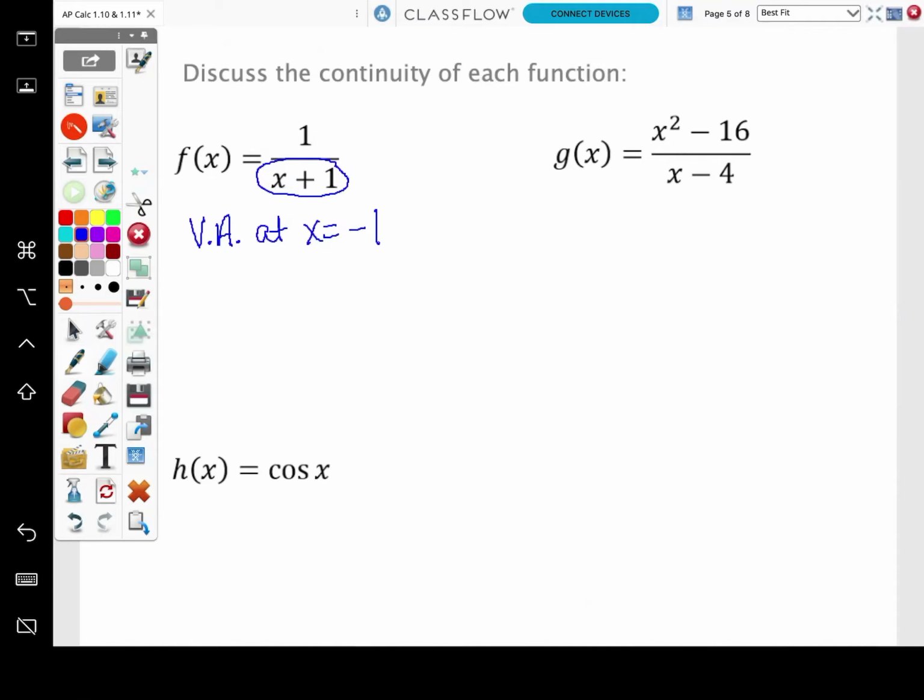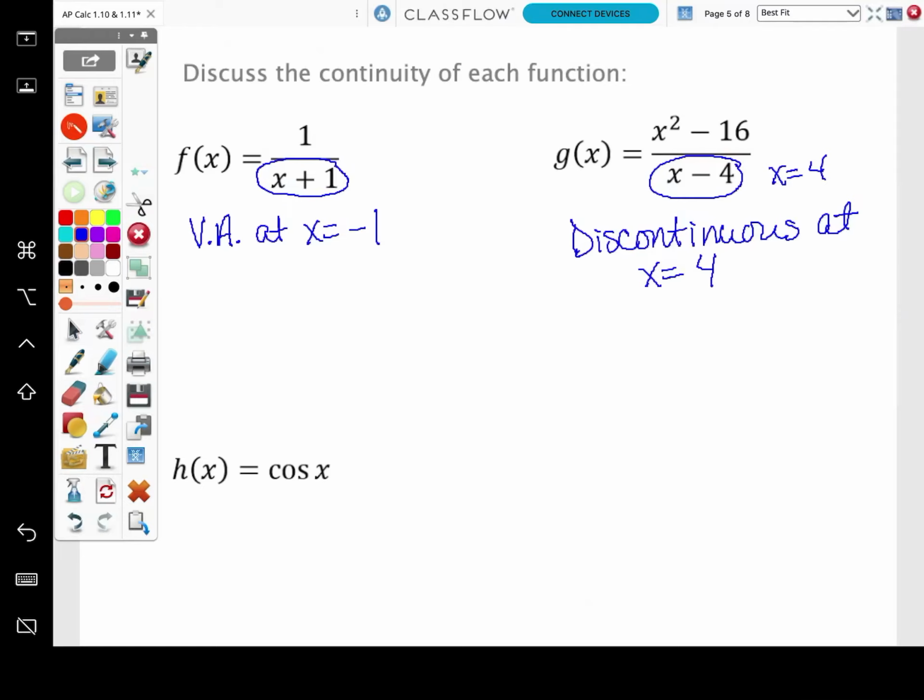Second one, g of x equals x squared minus 16 over x minus 4. So we know that the denominator is going to be 0 when x equals 4. So it's discontinuous at x equals 4. But what kind of discontinuity is that?